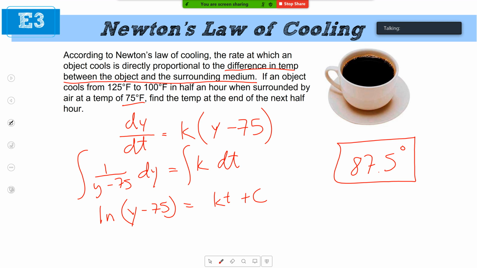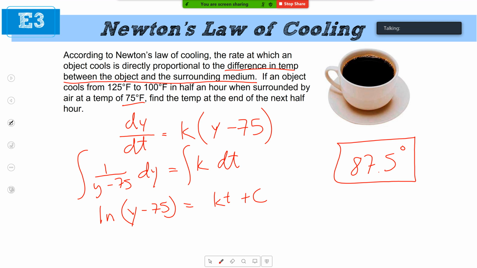It says if an object cools from 125 to 100 in half an hour. I guess it does. So we do know our starting temperature. What we don't know is C, though. You understand why? It's not C being 100. In a Pert equation, it's a straight up starting amount, ending amount, and exponential. This throws the difference in there.